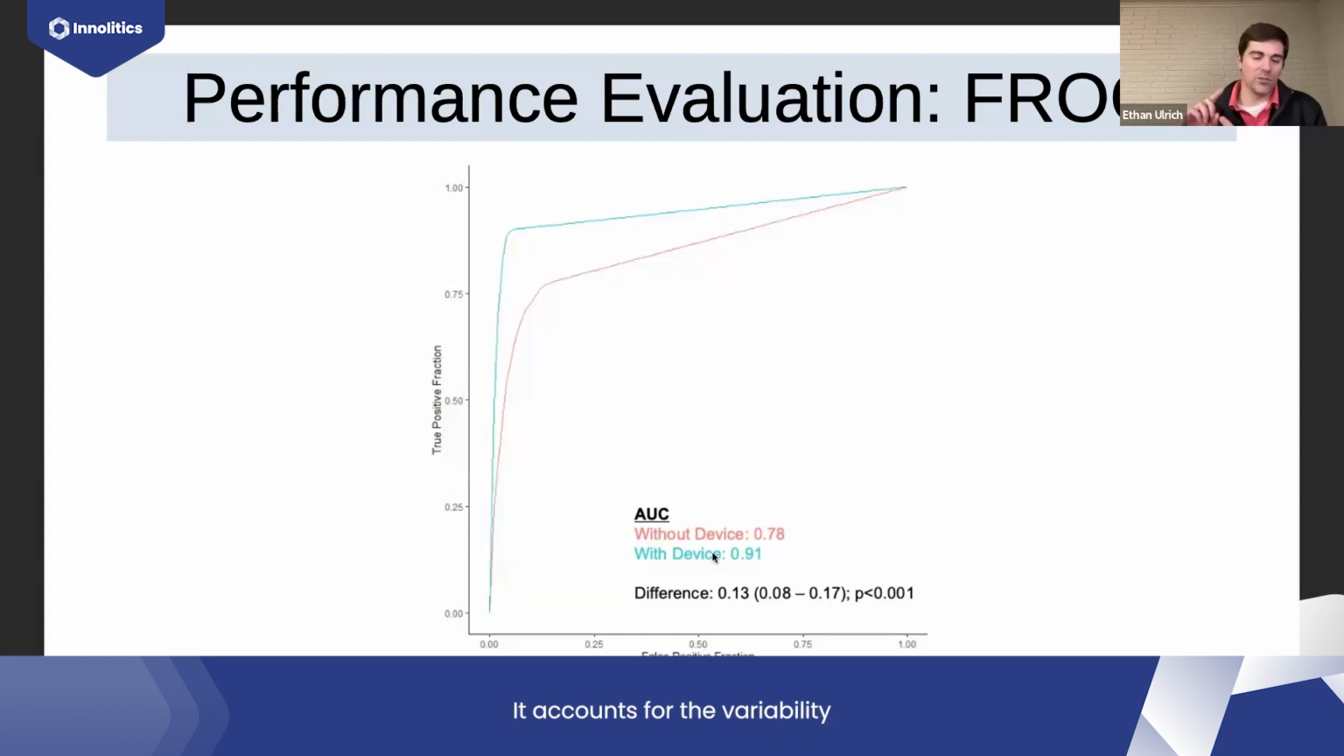It accounts for the variability caused by the readers, both inter-reader variability and intra-reader variability, and also the variation associated with the cases that were selected for the study. Yeah, it accounts for multiple sources of variation while determining this significance.